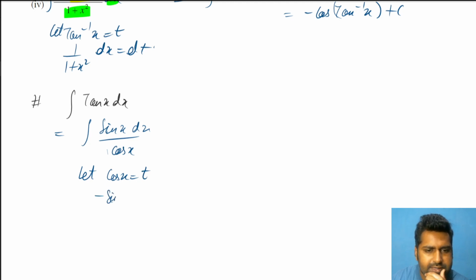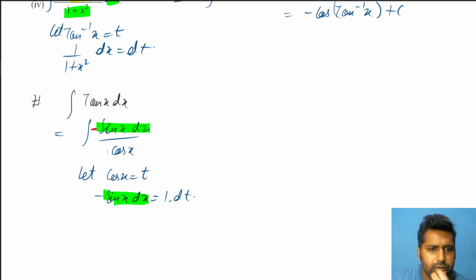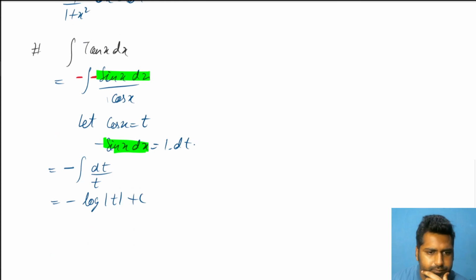Then differentiation minus sin x, put dx with it. Differentiation of t is 1 into dt. There is no negative sign with sin x dx. If you look at this, sin x dx, sin x dx, this is here, but there is no negative sign. So let's adjust. Put a negative here, put a negative here for the adjustment. So negative of integration, the numerator becomes dt, denominator becomes t. What is the integration of 1 by t? That's log mod t plus c. And what was our t? Minus log mod cos x plus c. Okay.